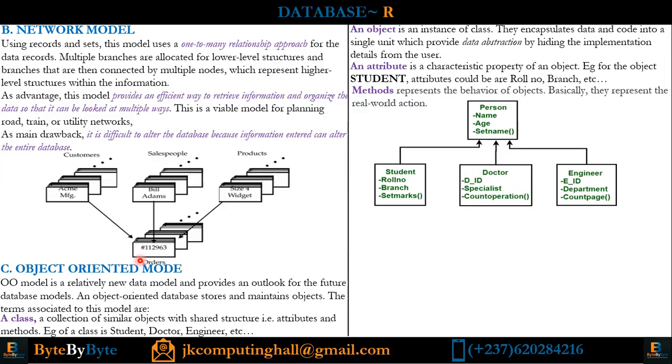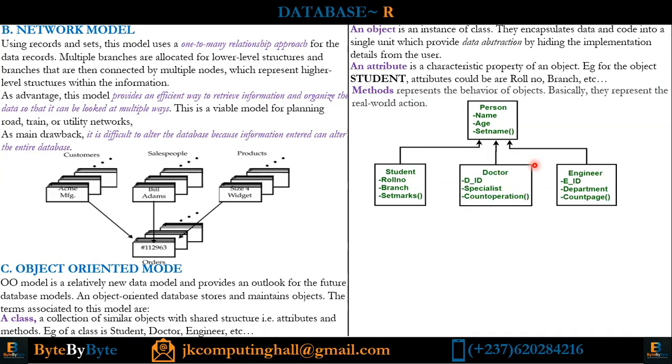So this is an example of an image depicting the object-oriented model, whereby you see that here I have person, which is the name of the class. Then as attributes, I have name, I have age. Then as methods, because the methods are just like functions, that's why they have those braces, I have set name. Then I have student, I have doctor, and I have engineer.